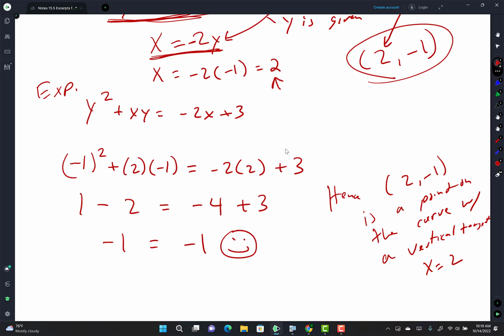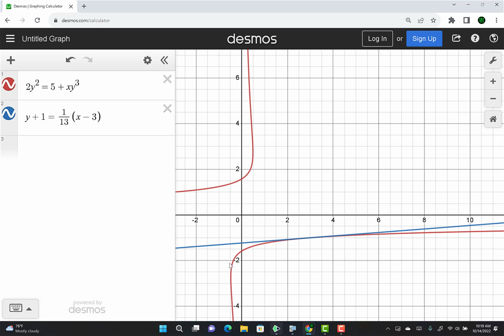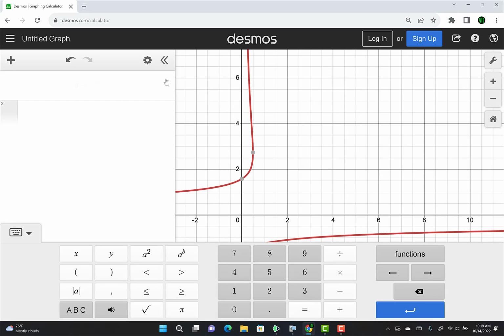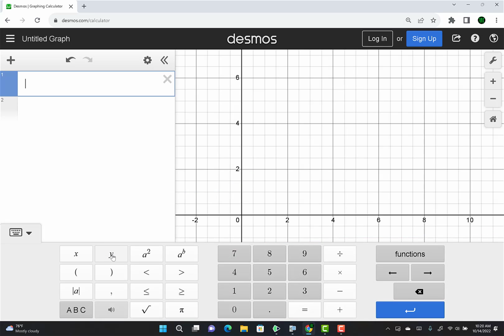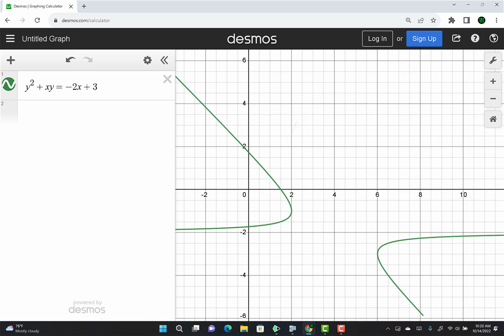I want to see this. I actually want to see this. Do you guys want to see it? No? Oh, man. I want to see this equation. I want to definitely see this equation. Give me the equation. Y squared plus xy is equal to negative 2x plus 3. I already see where. Look at that. At 2.